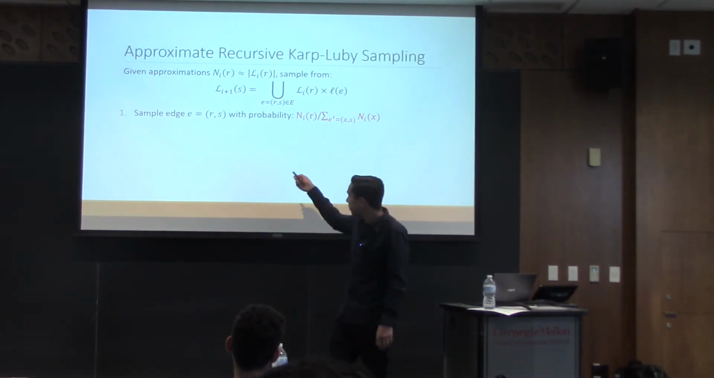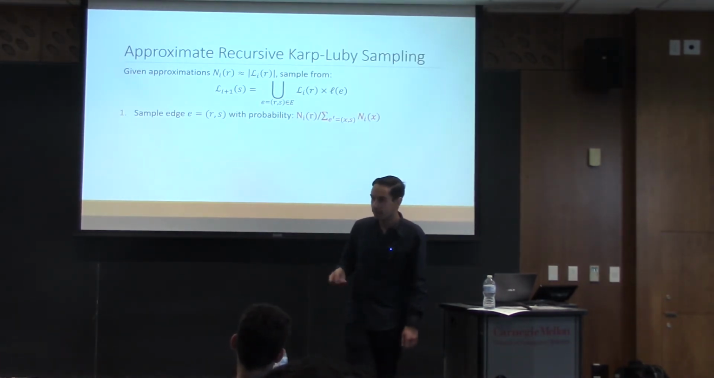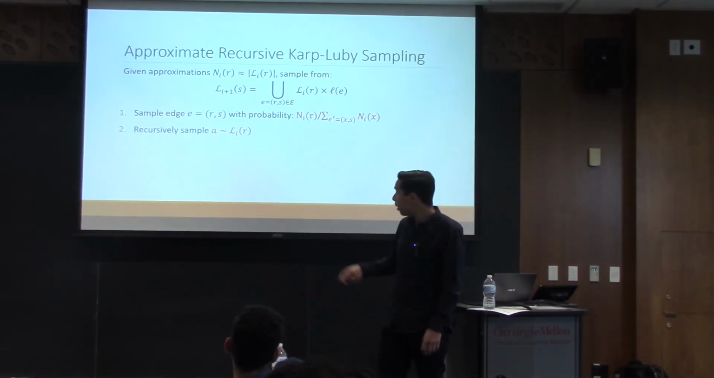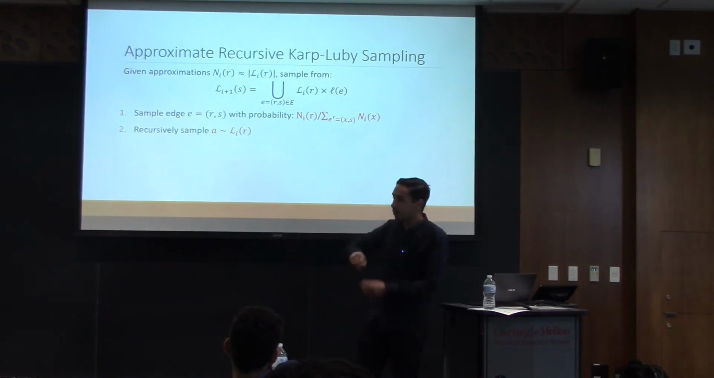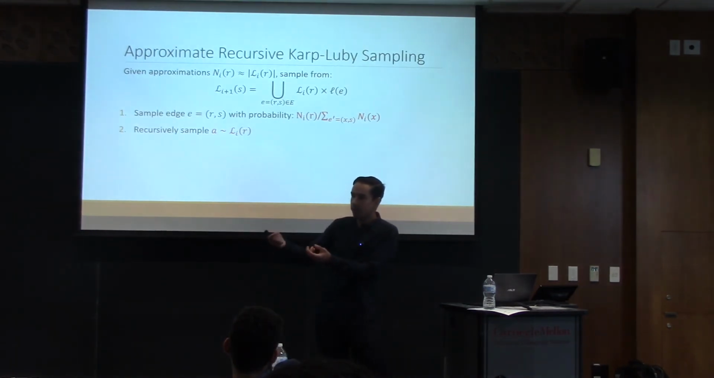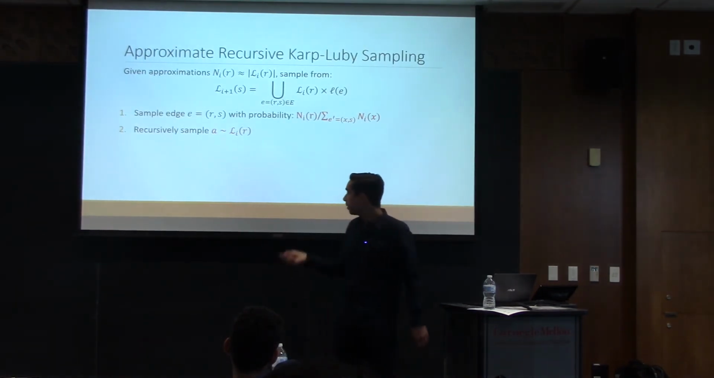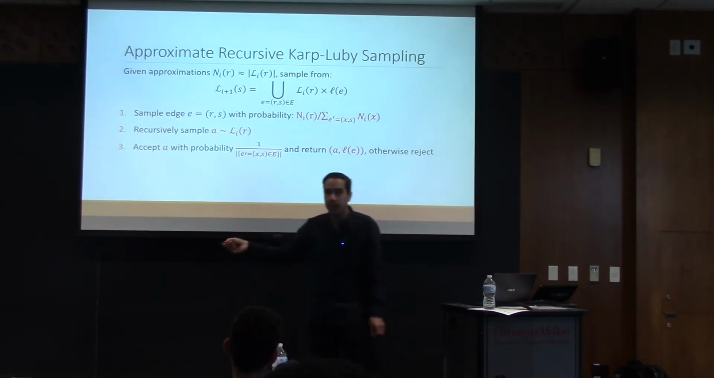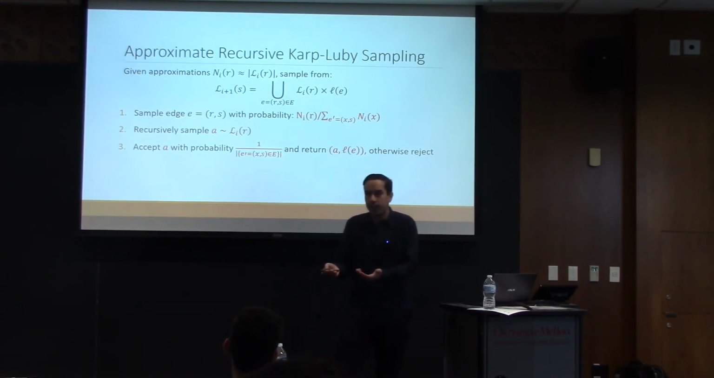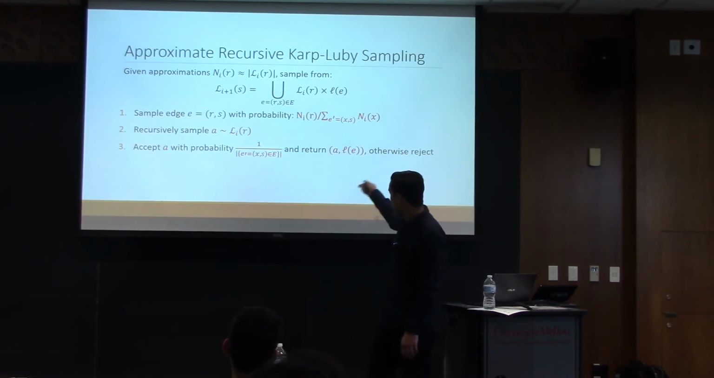So good, I've sampled an edge, E equals RS, approximately proportional to its size. Now I'm just going to recursively, using the same procedure, ask for a sample of one of the path labelings going into that vertex R, where R is the vertex that I just sampled the edge from. And then at the end, once this recursive procedure returns, I'm going to accept that element A with probability 1 over the number of other edges which could have also produced that sample. And this is going to give an approximately uniform sample, and then I'm going to return that label that I got appended with the label of the edge that I sampled.